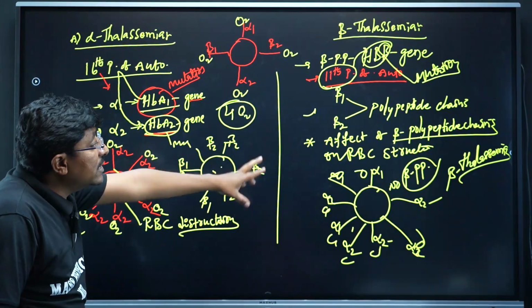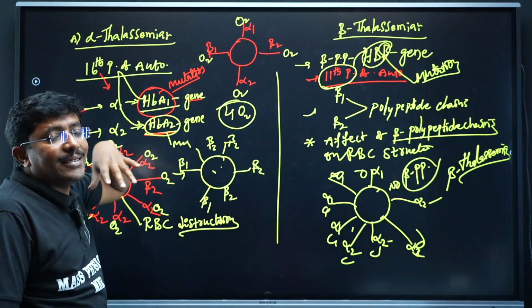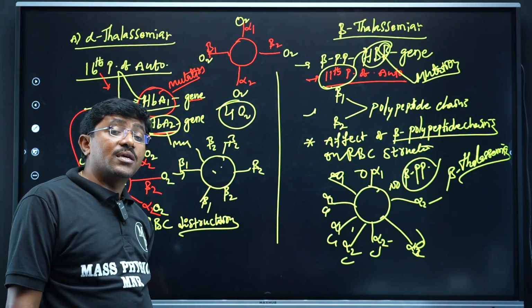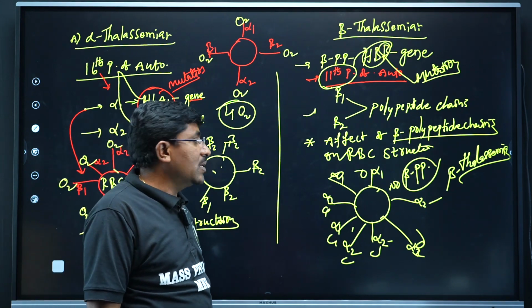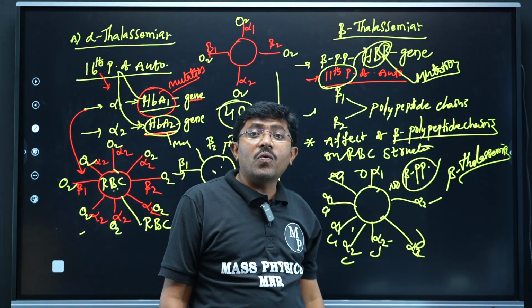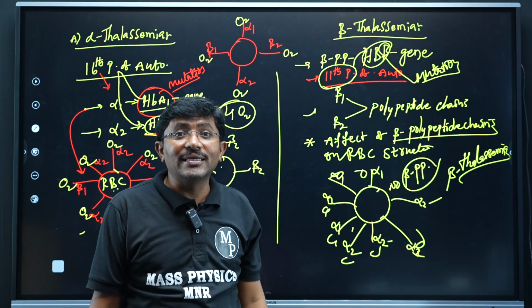That's why this is the quantitative problem, not quality. Sickle cell anemia is the quality problem, the thalassemia is the quantitative problem, quantity.